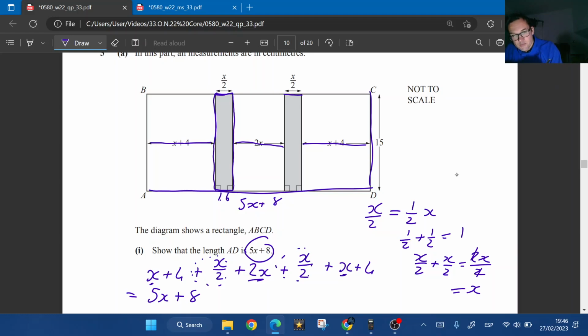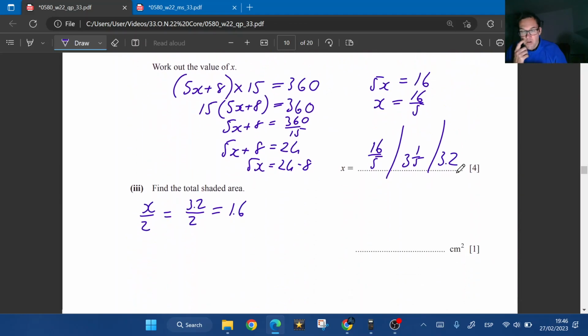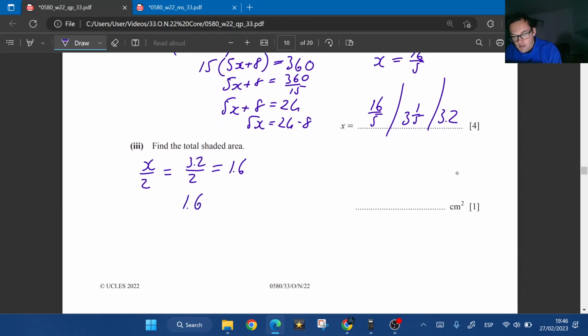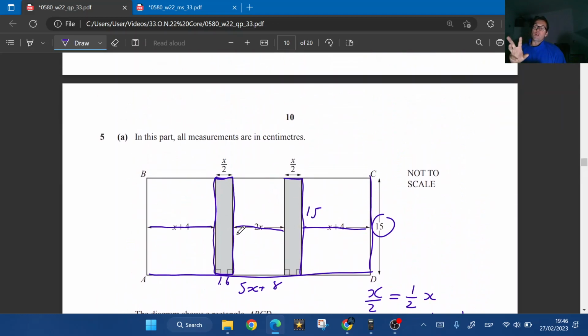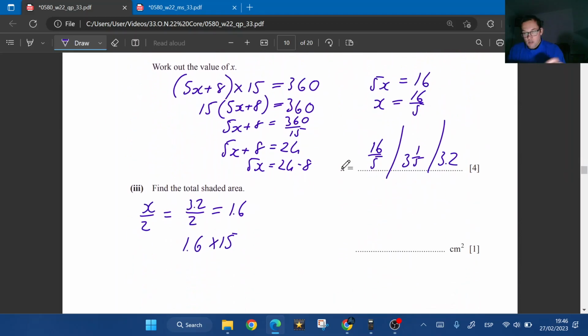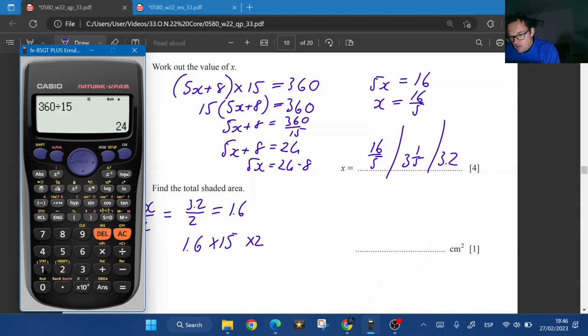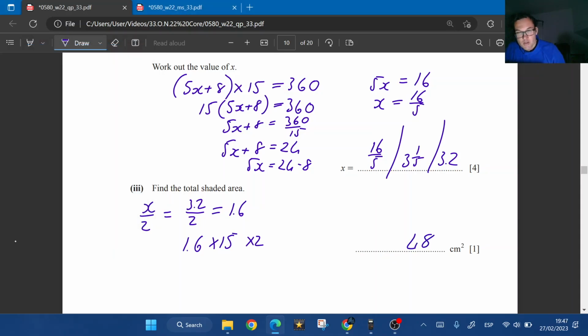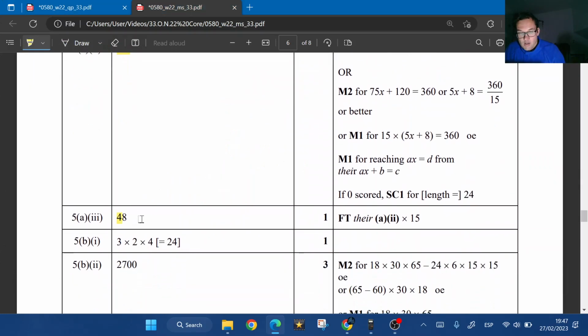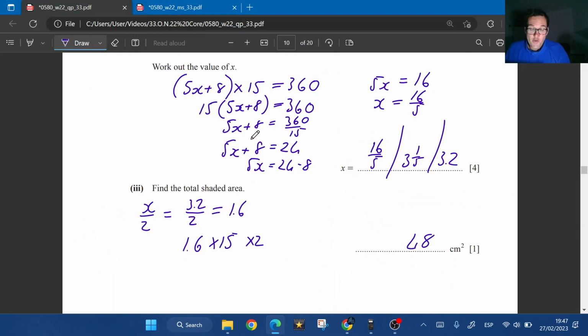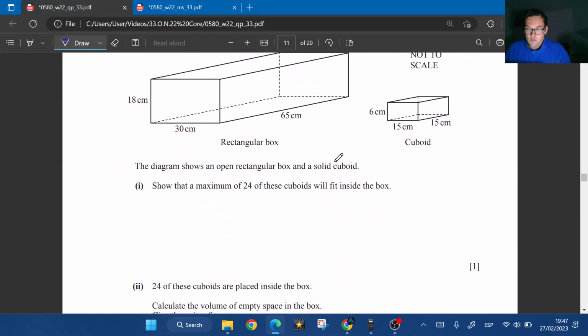Got the height, which is over there, 15. So all we need to do now is do 1.6 times 15, and that will give us the area of one of those shaded bars. But there's 2 of them, so we're going to times it by 2. So here we go. 48 centimeters square. Tough, they only give 1 mark, so you got 48 or you don't.